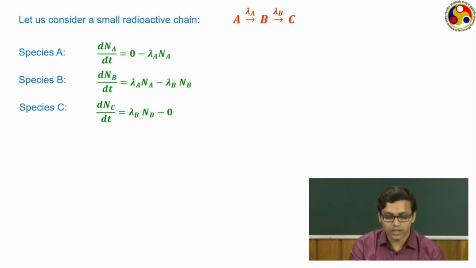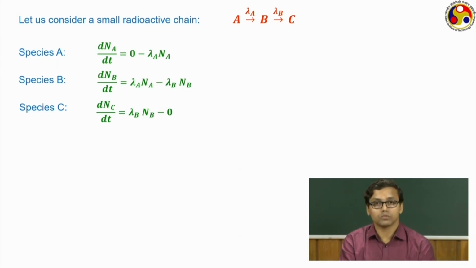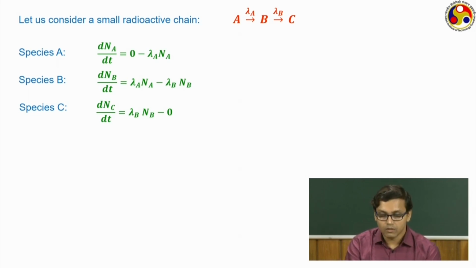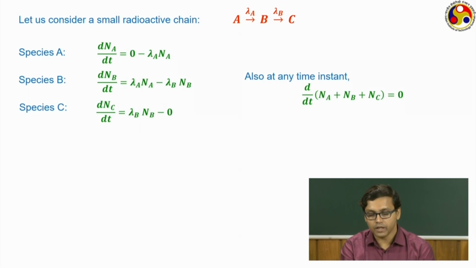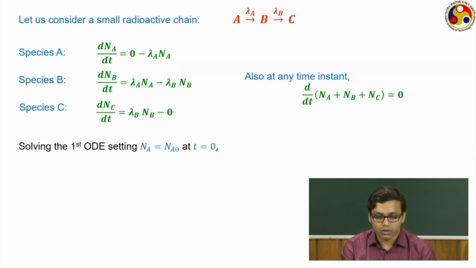Now, all three of them are first order ordinary differential equations which require simultaneous solutions. But we have another condition here. At any time instant we can say that the time rate of change of the total number of isotopes present in the sample will remain constant. That is quite straightforward, because disintegration of one isotope of A will produce only a single isotope of B, and similarly a disintegration of a single isotope of B can produce only a single isotope of C, and therefore total number of isotopes in the sample has to remain the same. Now we can solve these equations.